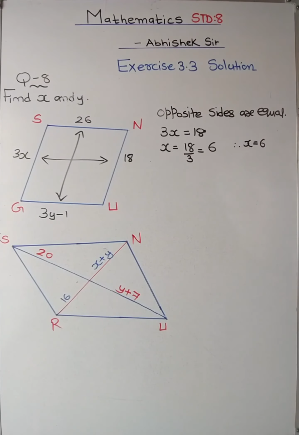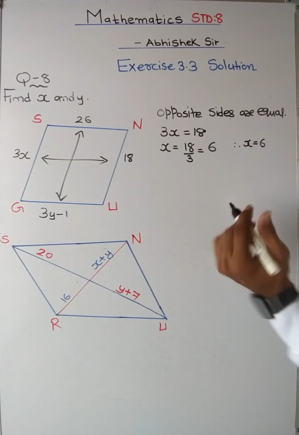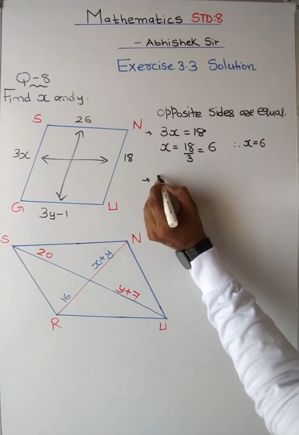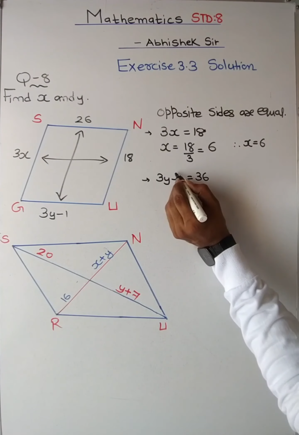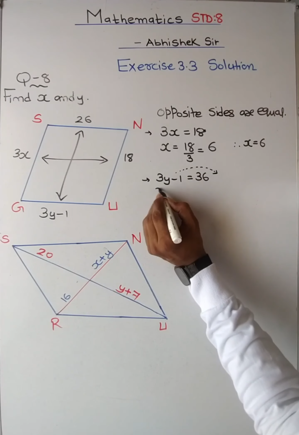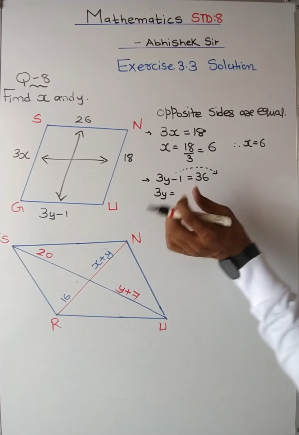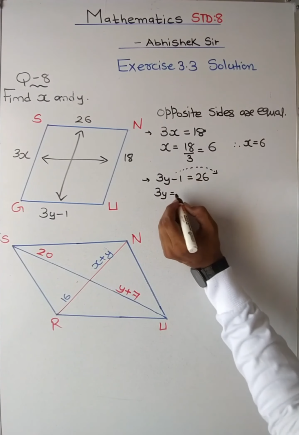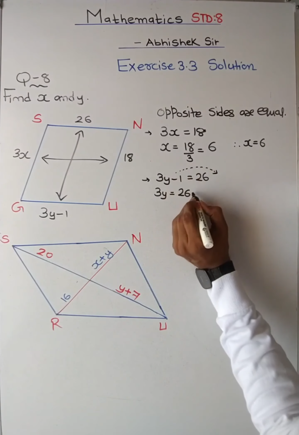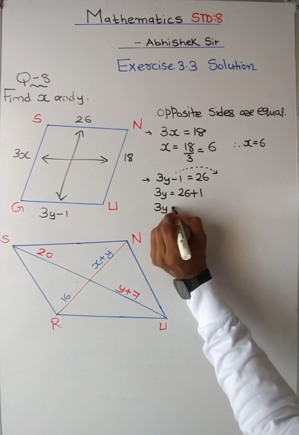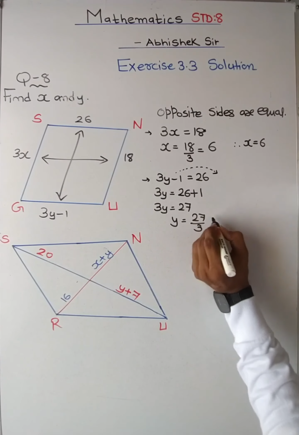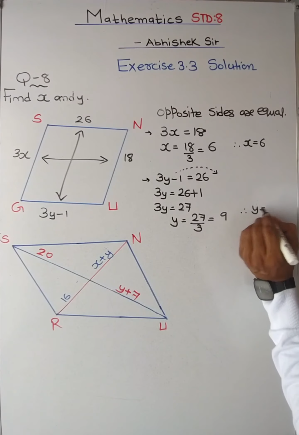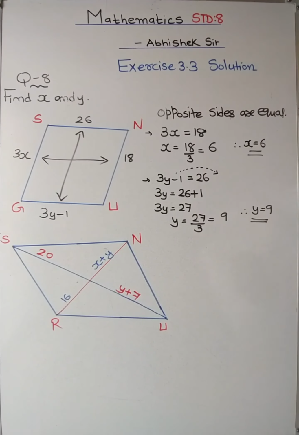Clear? Now moving on to the second portion, that is 3y minus 1 equals 26. Take this minus 1 to the other side. It will be 3y equals, it is 26. Clear? So take this 1 to this side, it will become 26 plus 1. 3y equals 27. So y equals 27 divided by 3 and that is 9. So y equals 9. This is how, by using this property, we are able to solve the question.